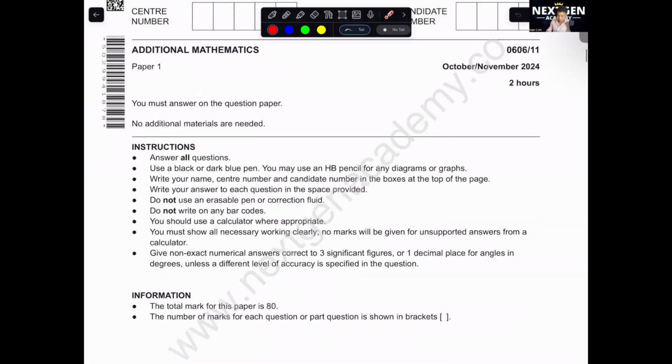Some few instructions to take note. Number 1, for all graphs, please use pencil. So prepare your HB pencil. Another thing is use black or dark blue pen. Every batch, I still get students coming to me, teacher, I instantly panic, I never use dark blue or black pen. Also, if it's an irrational number, just write it to 3 significant figures, and 1 decimal place for angles.